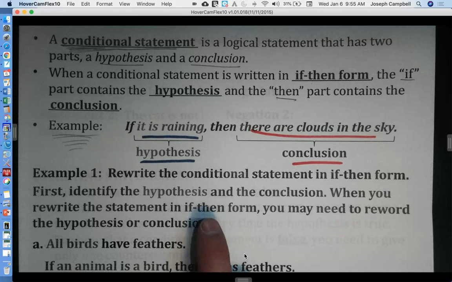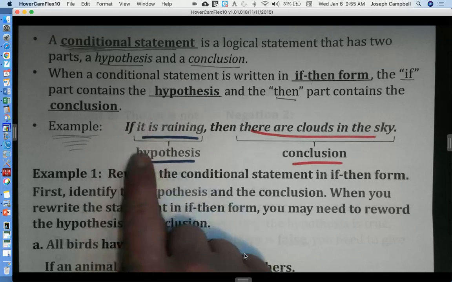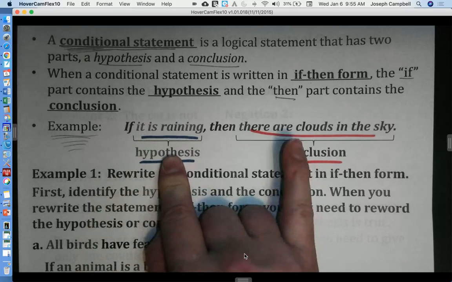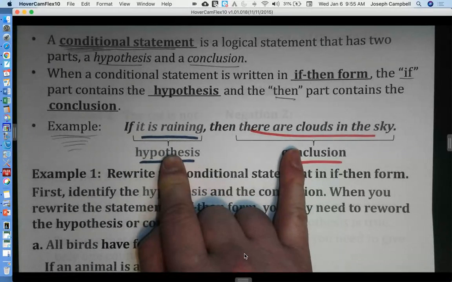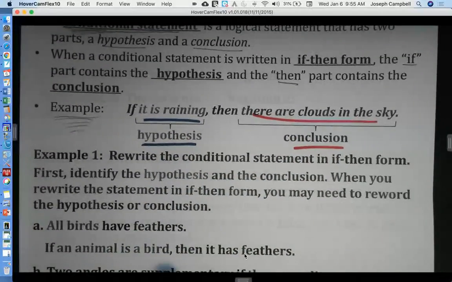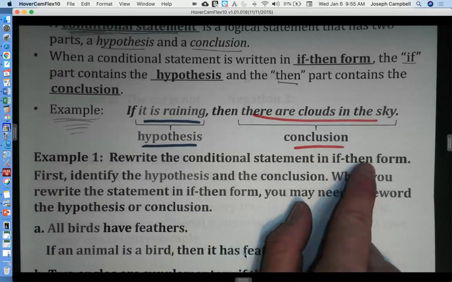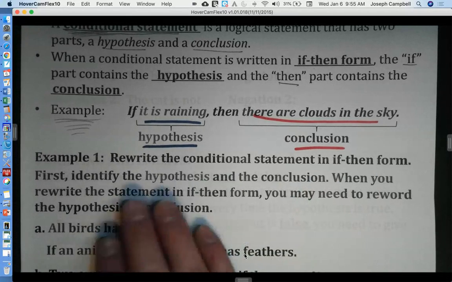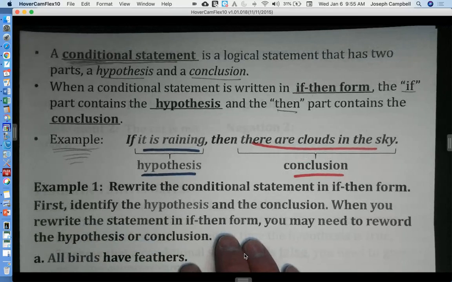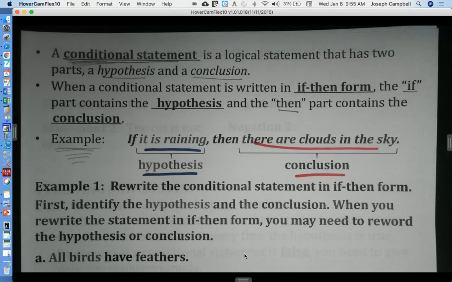So this would be the hypothesis or the condition on which the conclusion depends, right? So if this, then that. Let's rewrite the conditional statement in if-then form for the following, okay? First, identify the hypothesis and the conclusion. And when you write the statement in if-then form, you may need to reword the hypothesis or conclusion.